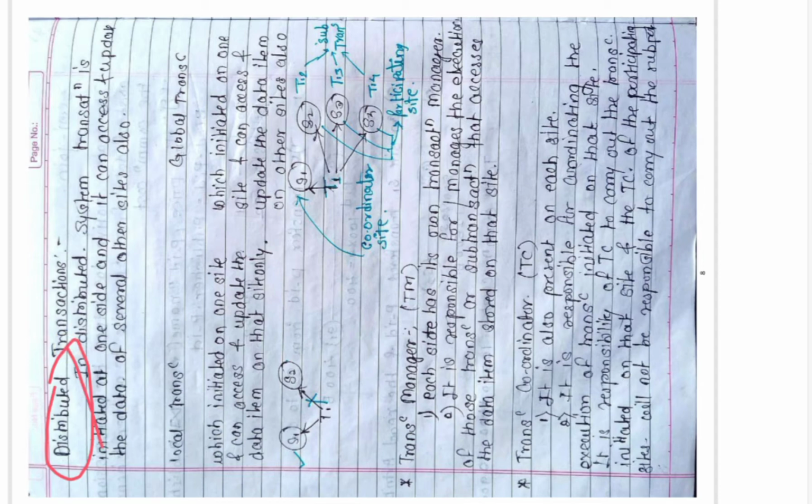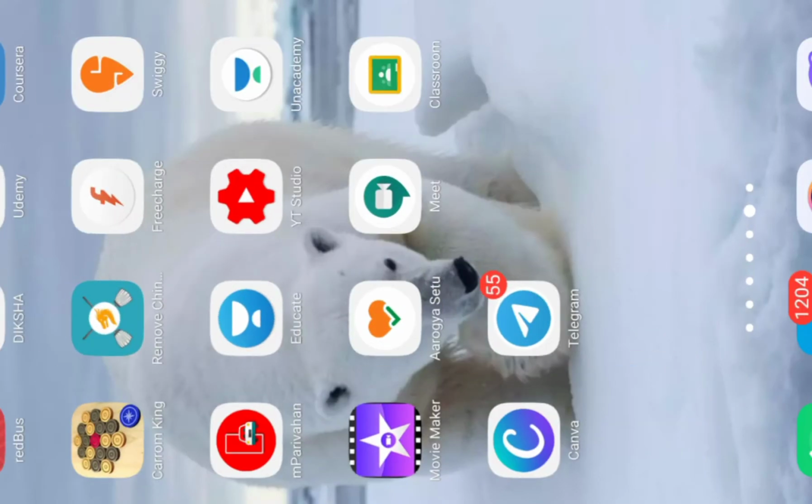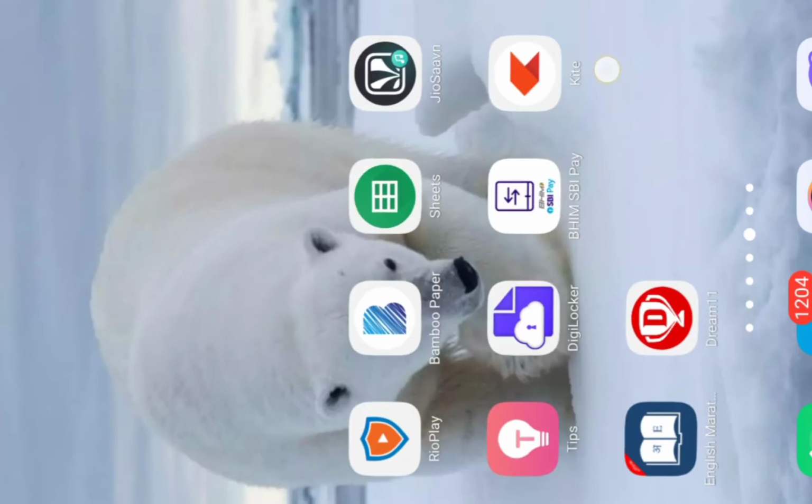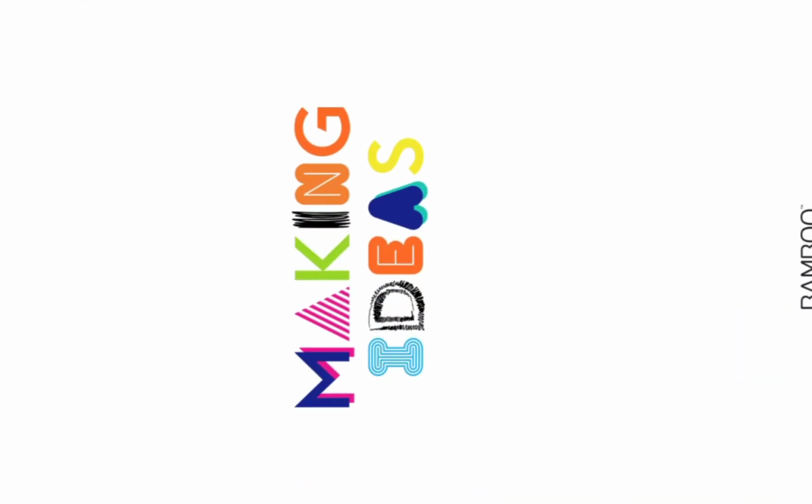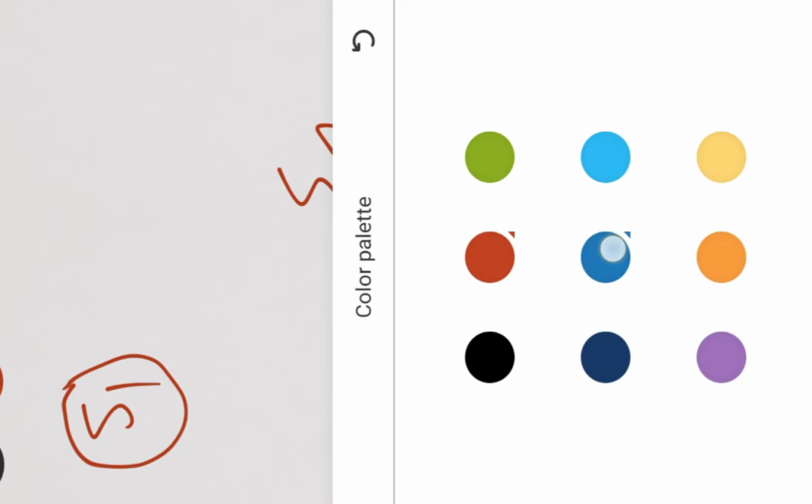In a distributed system, the transaction is initiated at one site and it can access or update the data items on the other sites also. Meaning to say, if I want to show you how it will look, suppose I have site S1, site S2, site S3 and site S4, these are the four sites.